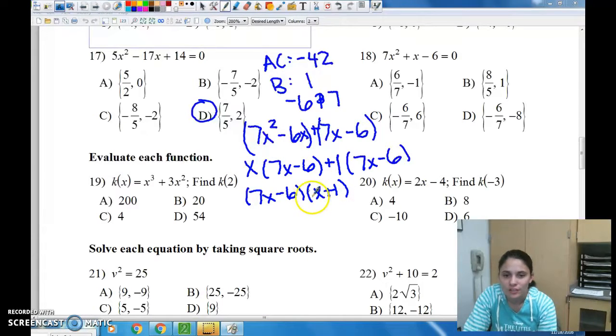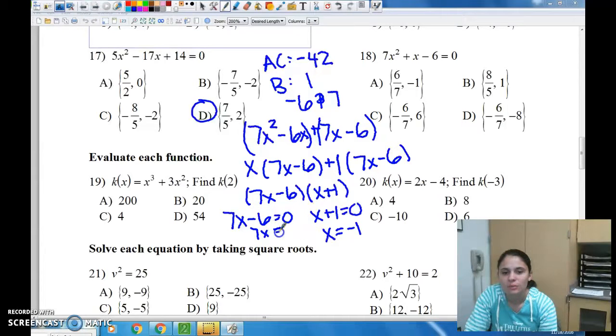So I just need to set each of these equal to 0 and solve. So I have 7x minus 6 equals 0, and x plus 1 equals 0. For this one, I just subtract 1 from each side, and x is negative 1. For this one, I add 6 to each side, so I have 7x equals 6, and then divide both sides by 7, and x equals 6 over 7. So my answer is 6 over 7 and negative 1, which is A.